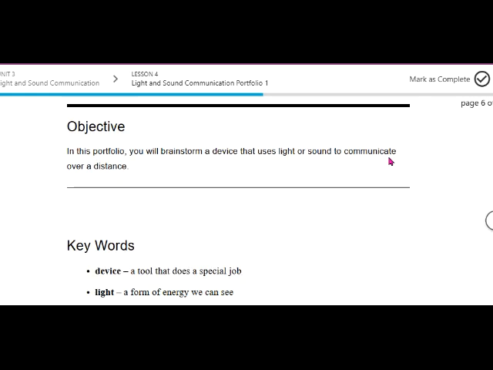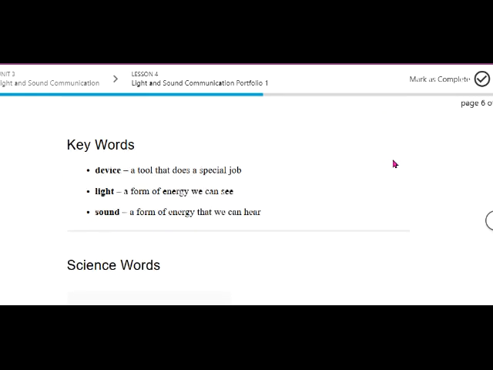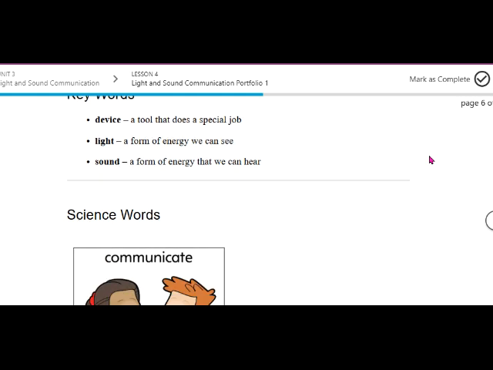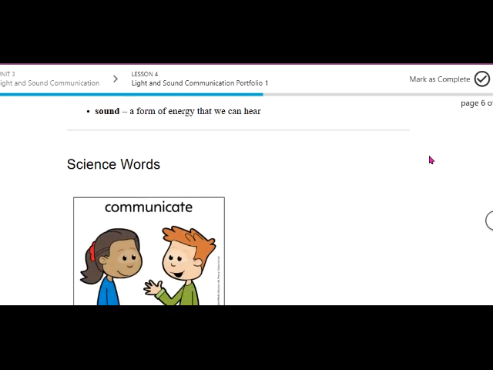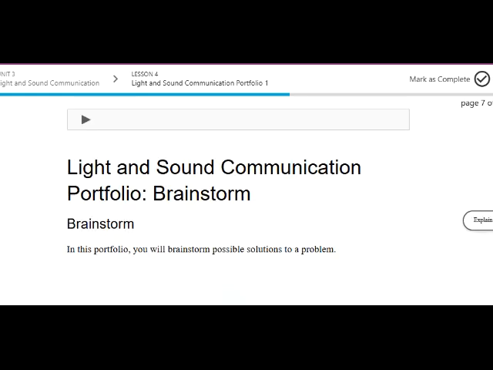Here's a new objective. In this portfolio, you will brainstorm a device that uses light or sound to communicate over a distance. The keywords are device, a tool that does a special job, light, a form of energy we can see, and sound, a form of energy we can hear.